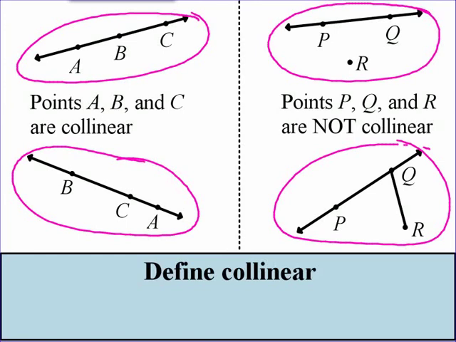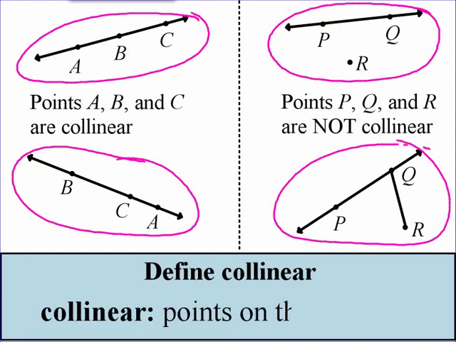Okay, Travis, you got it? Means on the same line. Okay, collinear, here's the definition, folks. Points on the same line. So let's do root words.